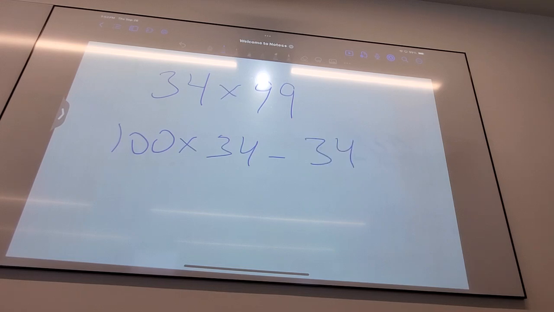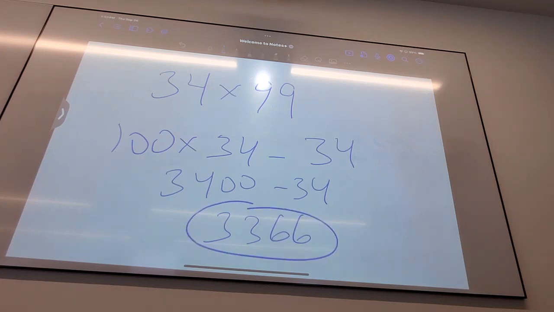So 99 is a special factor since it's really close to 100. It's just one less of the things. So what's 100 times 34? And what do you get when you subtract 34? I like it. Okay, so 99 is considered to be a special factor.